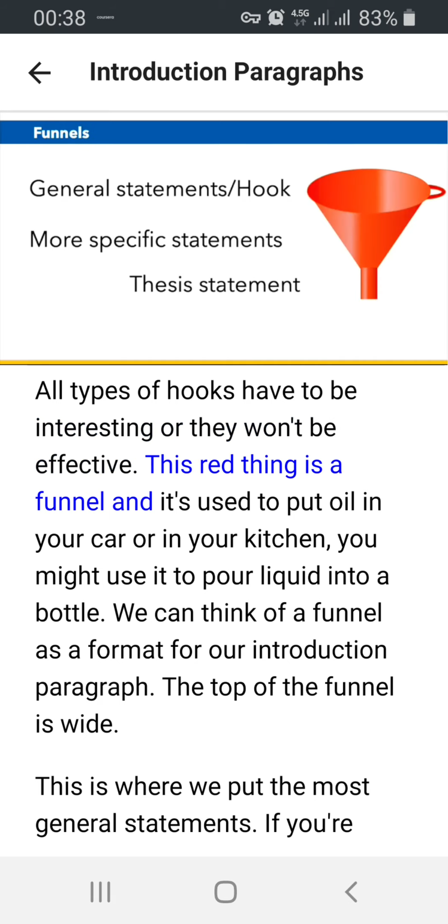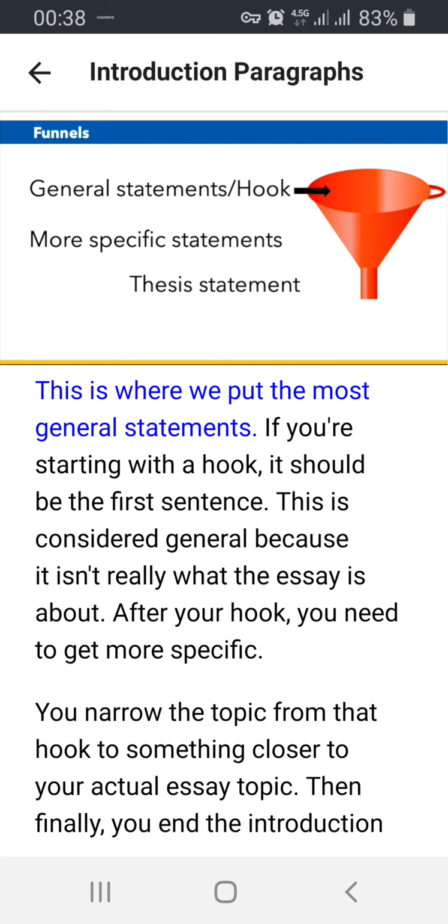This red thing is a funnel, and it's used to put oil in your car, or in your kitchen you might use it to pour liquid into a bottle. We can think of a funnel as a format for our introduction paragraph. The top of the funnel is wide. This is where we put the most general statements. If you're starting with a hook, it should be the first sentence.